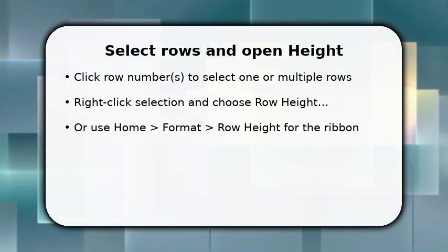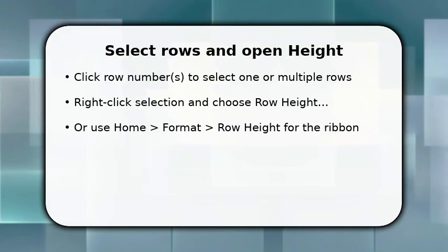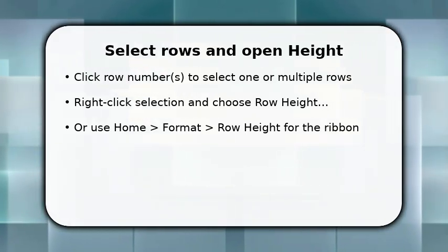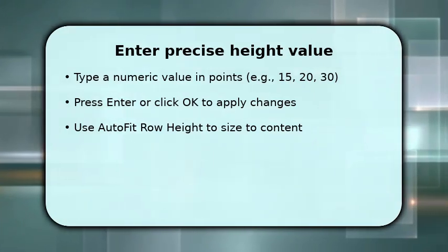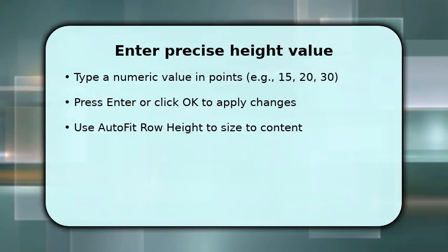Excel uses points for measurement, so entering 15 or 30 adjusts visual spacing. Make sure to select multiple rows when you want uniform heights across them. You now decide how tall the row should be and why. Use a small value for compact tables or larger numbers for wrapped text and readability.